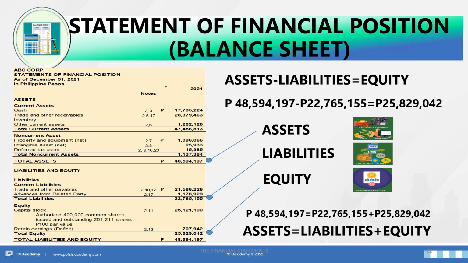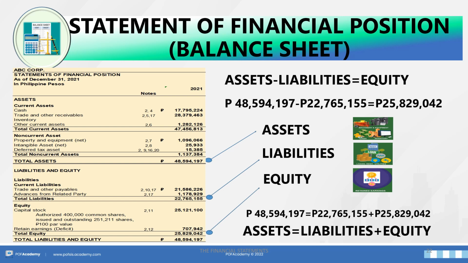In this sample, we go back to the equation of assets less liabilities equals equity. On these figures, the asset of 48 million less liabilities of 22 million equals the equity of 25 million. Or the other way around, an asset of 48 million is equal to liabilities of 22 million plus equity of 25 million. It is in the sense that the total assets will always be equal or balanced to the total liabilities and equity.